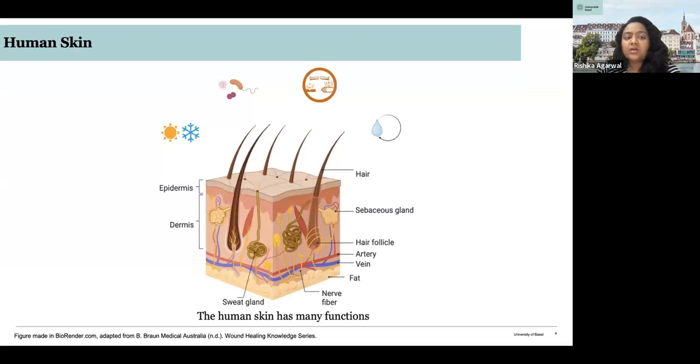So first of all, human skin is our largest organ. And while it's how the world sees us, it also has a lot of important functions. It protects us from heat and cold, from microbes, from physical and chemical harm. And it's also involved in maintaining the water homeostasis of the body. The skin itself is made up of two main layers, the epidermis and the dermis, and also has several appendages such as hair, the sebaceous gland, the hair follicle, as well as the sweat glands.